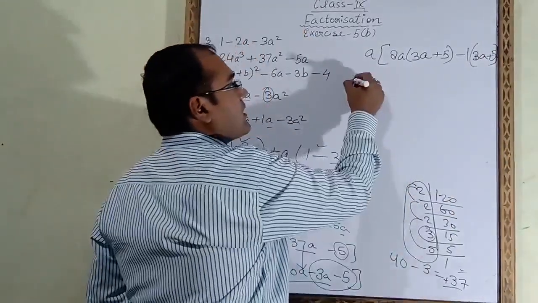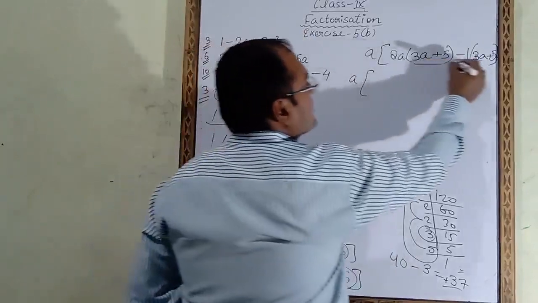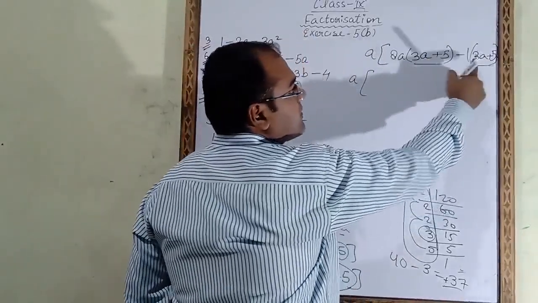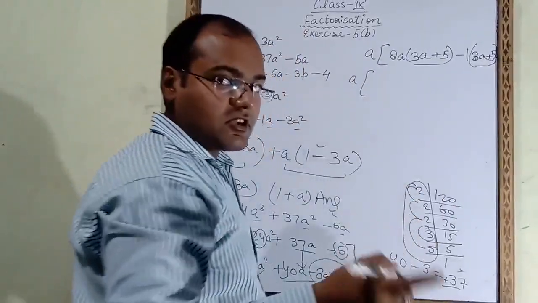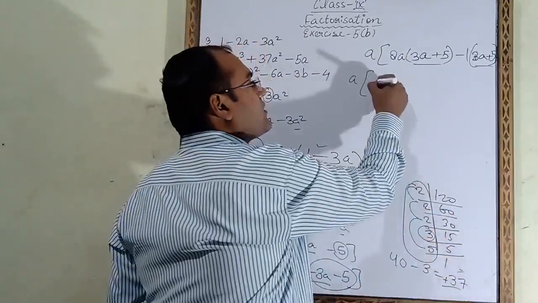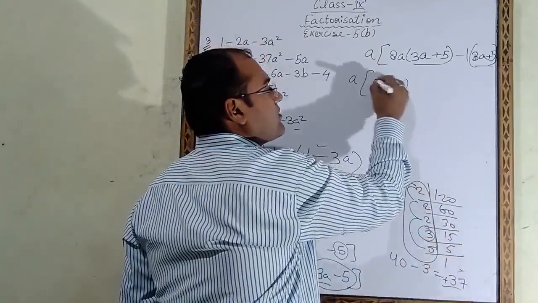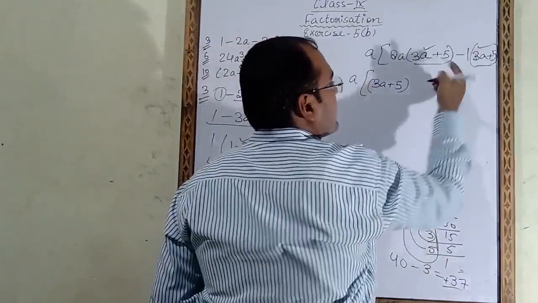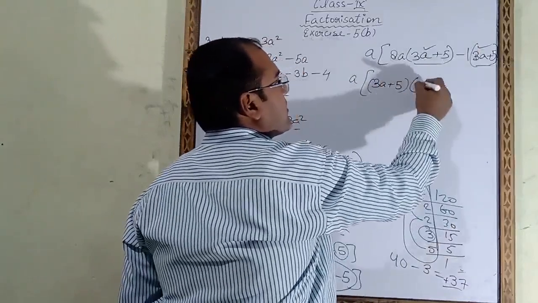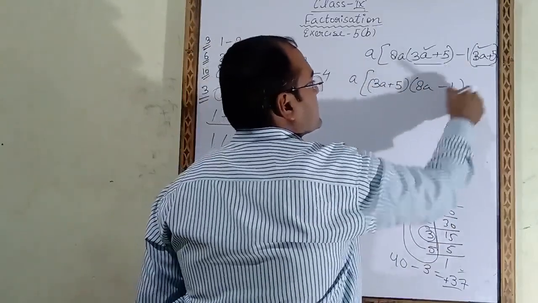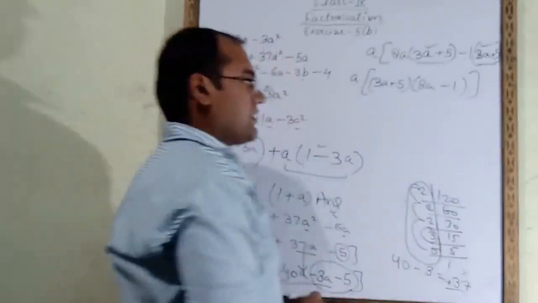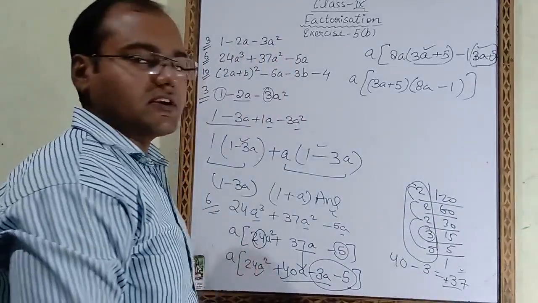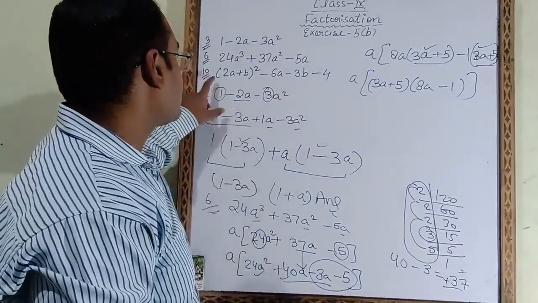Now this bracket 3a plus 5 and this bracket 3a plus 5 both are same. So what you have to do, again we will take common 3a plus 5. When we will take this 3a plus 5 common, what will be the remaining term? 8a minus 1. Like this you have to do question number 6. Now see another question, question number 10.